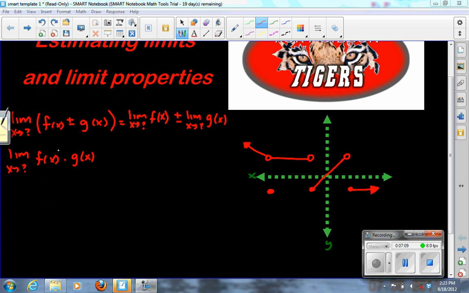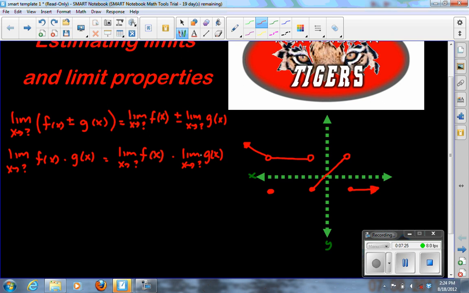Okay, the next property is if I have the product of two limits, I can split that up as two different products. Take the limit individually. This does not matter where you're approaching. So basically you can split up a product. So that was the second rule.